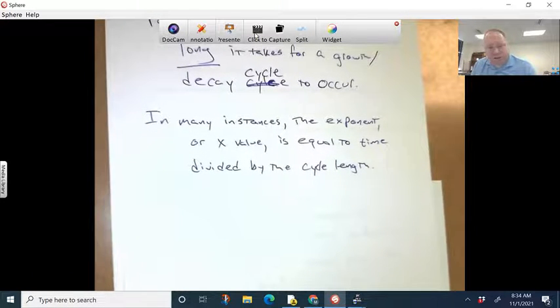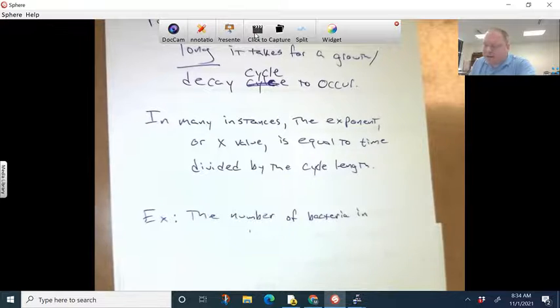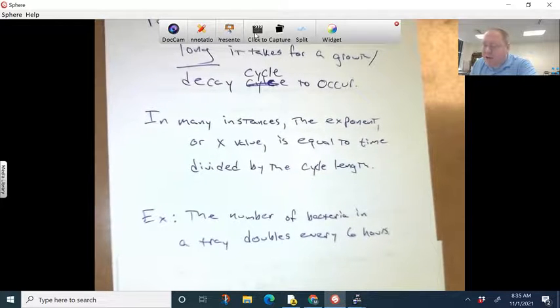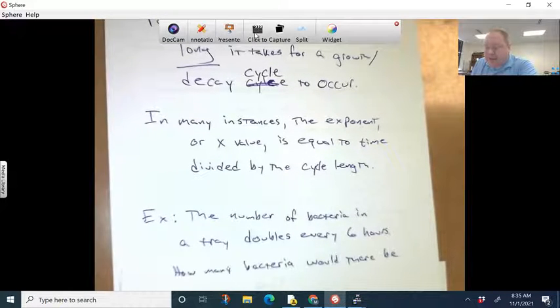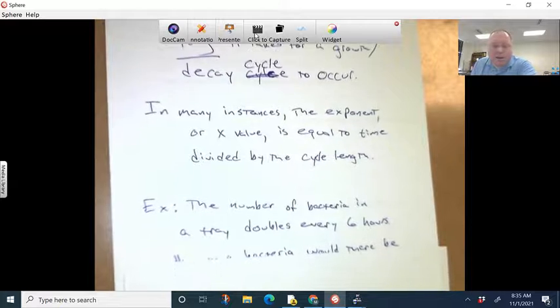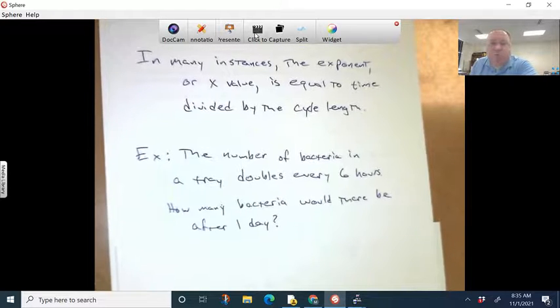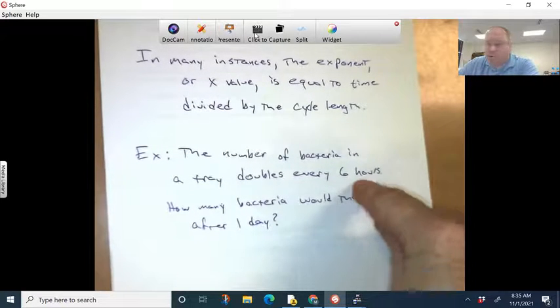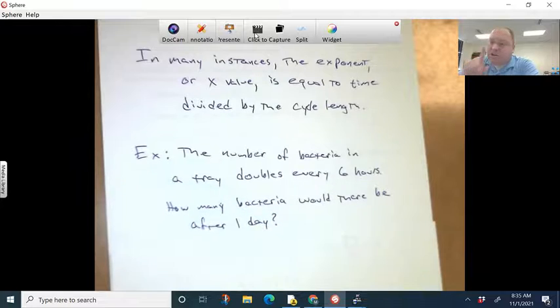I think this is pretty straightforward here. It says the number of bacteria in a tray doubles every 6 hours. How many bacteria would there be after 1 day? So there's a couple flags here. First of all, they change units on us. They're talking about hours here, they're talking about days here. So got to be careful with that.